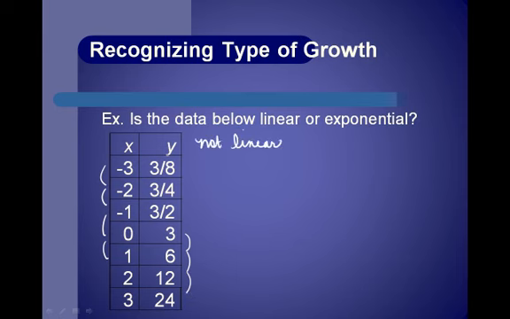So now we want to ask ourselves, is it exponential? Well, notice here we multiply by 2, we multiply by 2, we multiply by 2, or going backwards, divide by 2, divide by 2, divide by 2. Well, dividing by 2 would give us 3 over 2 divided by 2. So because we are multiplying by 2 as the x's increase, this one is exponential.